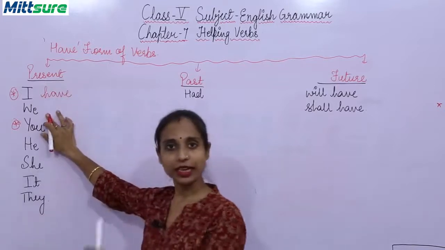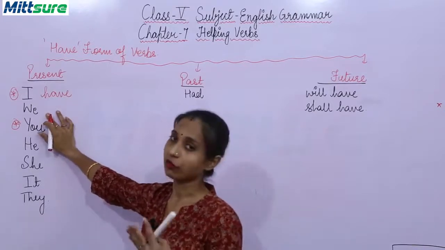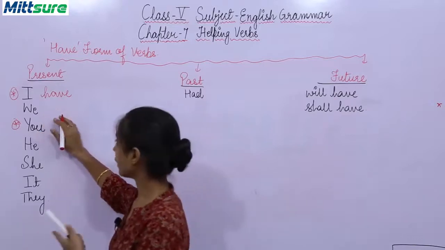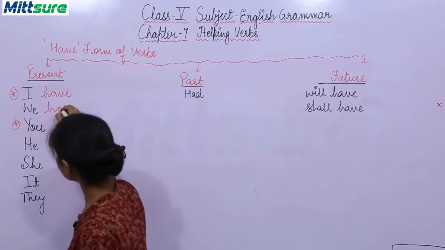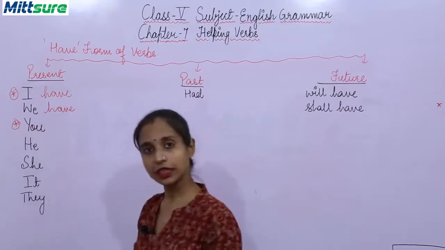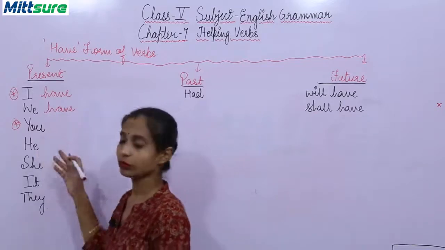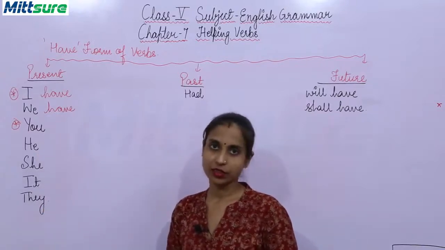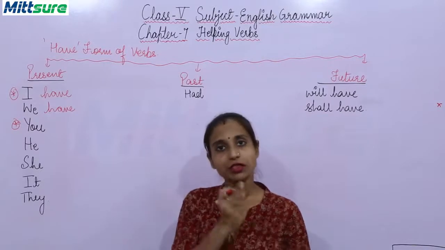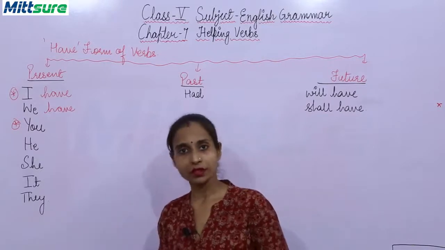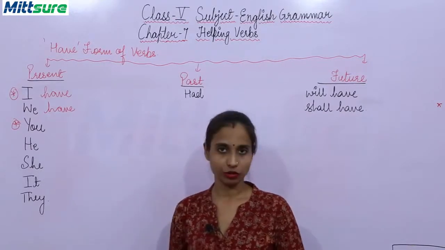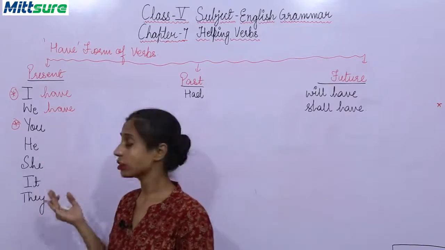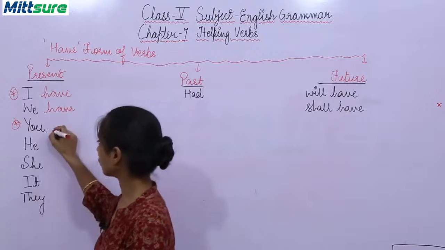We, again a plural pronoun, and with a plural pronoun, a plural helping verb is going to come. We have. Clear? You, again being a singular subject, you can always be used for a singular person and plural also. So we take you as a plural subject. So with you also we are going to use have.